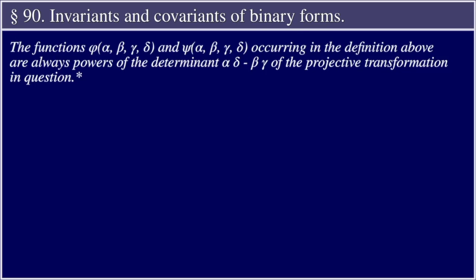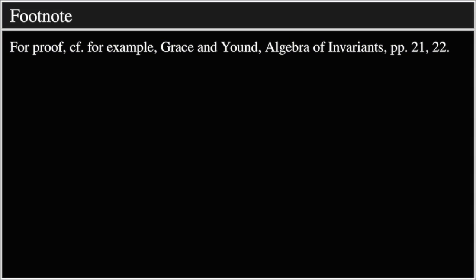The functions φ(α, β, γ, δ) and ψ(α, β, γ, δ) occurring in the definition above are always powers of the determinant αδ − βγ of the projective transformation in question. Footnote. For proof, see for example Grace and Young, Algebra of Invariance, pages 21 and 22.